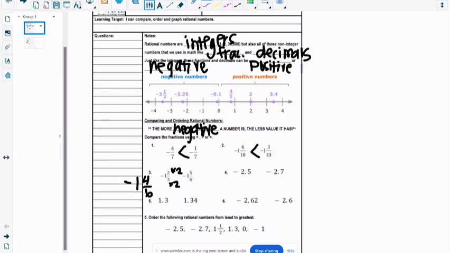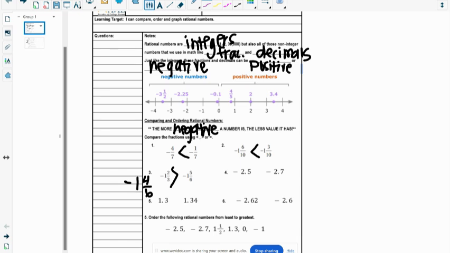So now we're comparing negative 1 and 4/6 to negative 1 and 5/6. I'm just going to erase that real quick so I have room to write it. 4/6 and 5/6. 4/6 would be less negative, therefore it would be a larger value. 5/6 would be more negative, therefore it's a smaller value.